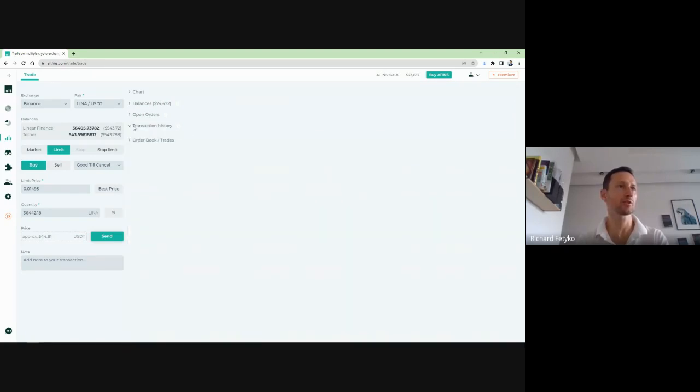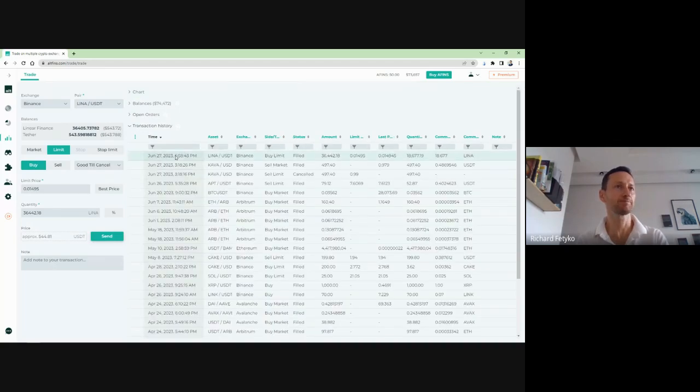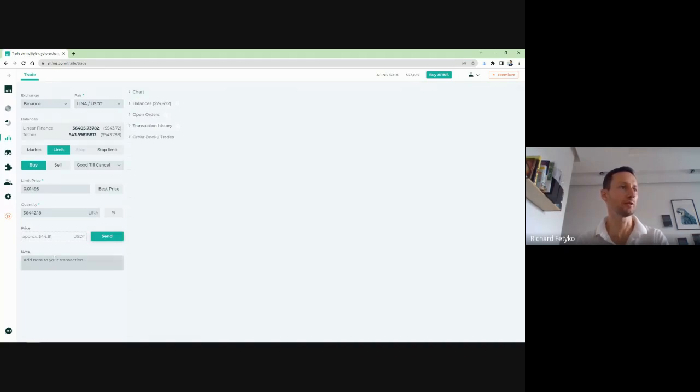It should be in my transaction history right there. And actually, what I forgot to do, and I also suggest you do, is add a note to your transaction, right? So here I could have said, this is a fresh momentum upswing in uptrend. Right, so you know why you placed this trade.